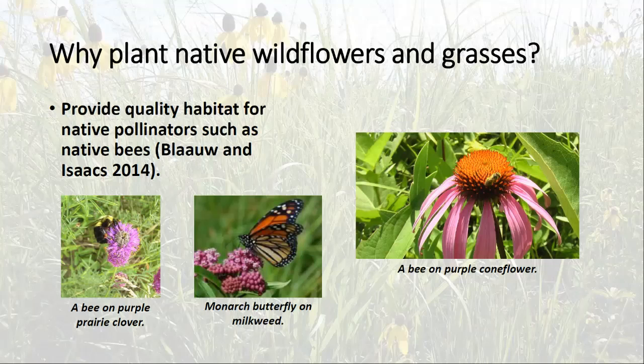Some folks are particularly interested in organisms such as native pollinators. There's been a big push for this in recent years. What you're seeing here are some pictures of native bees on purple coneflower and purple prairie clover, as well as the famous monarch butterfly on milkweed.